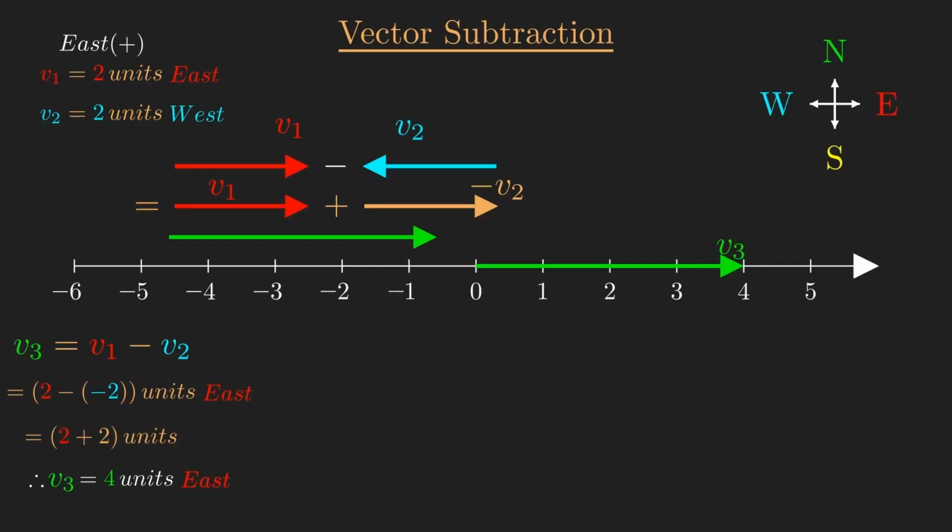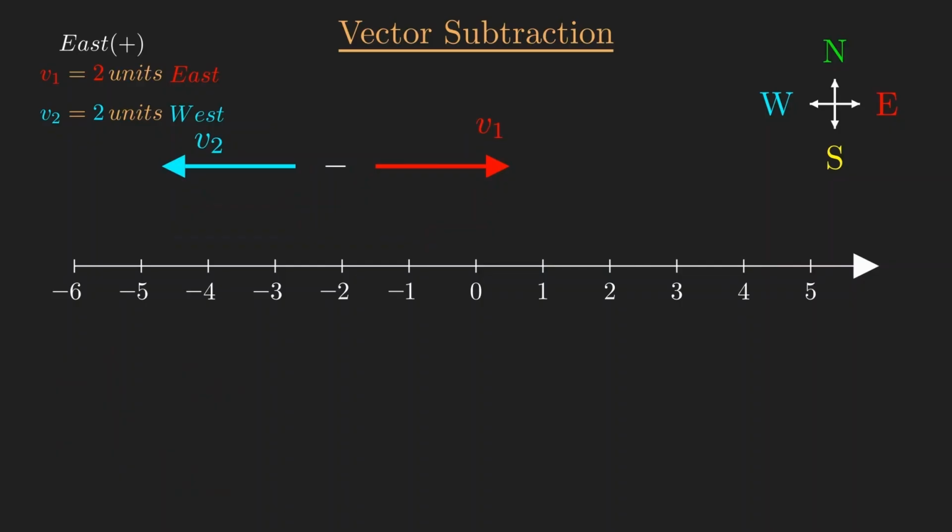Let's look at one more example to emphasize subtraction as addition of the negative vector. Consider the situation where I have V1 as 2 units east and V2 is still 2 units west. But now I want to subtract V1 from V2. So V2 minus V1 is the same as V2 plus the negative of V1.